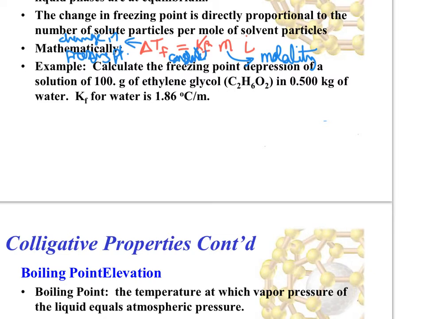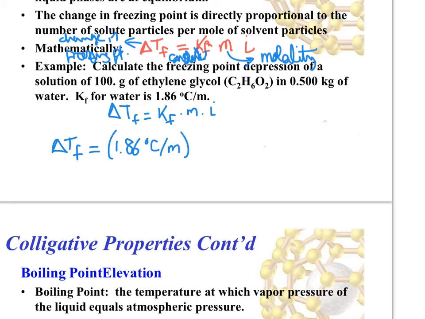Kf for water is given as 1.86 Celsius per molal. So we're going to start by writing out our equation. Okay, so delta Tf is equal to Kf times m times i. And we are going to solve for the delta Tf because we're looking for the change in the freezing point. Kf is given to us. It is 1.86 Celsius per molal. And then the molality, like we said, is moles per kilogram. And so you can calculate that separately and then plug it in, or you can do it all together. I'll calculate it separately and then plug it back in.